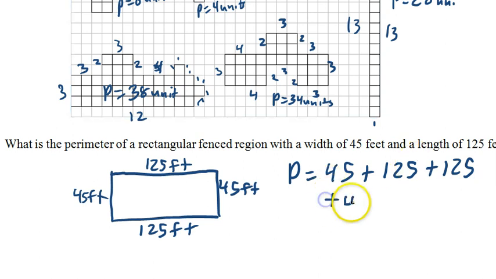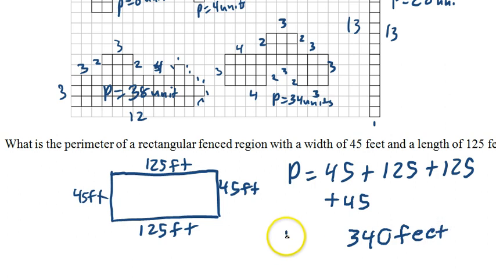But we need to know the words for them, the math lingo. So 45 and 45 is 90. That's 250 for a total of 340 feet of fence. So that's how much fence would be ordered, 340 feet.